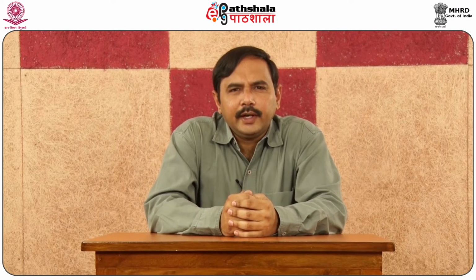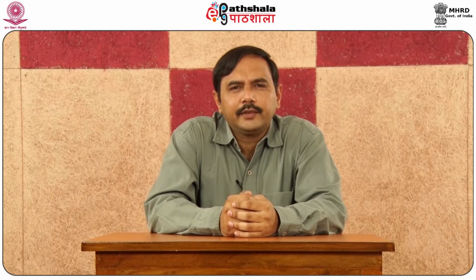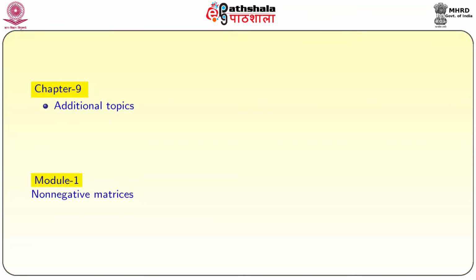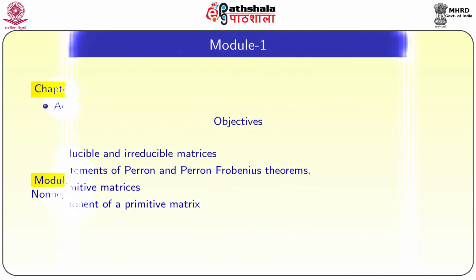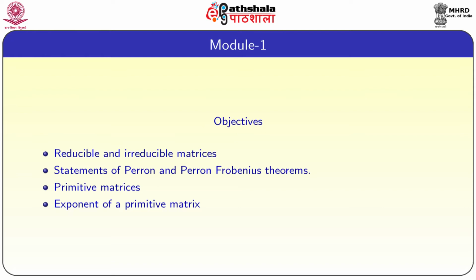Non-negative matrices are classified as reducible and irreducible matrices. Irreducible matrices are further classified as primitive matrices and imprimitive matrices. Now, we are going to define and explore various properties of these matrices. In module 1 of this chapter 9, we are going to discuss non-negative matrices. The learning objectives of this module are reducible and irreducible matrices, statements of Perron and Perron-Frobenius theorems, primitive matrices, and the exponent of a primitive matrix.